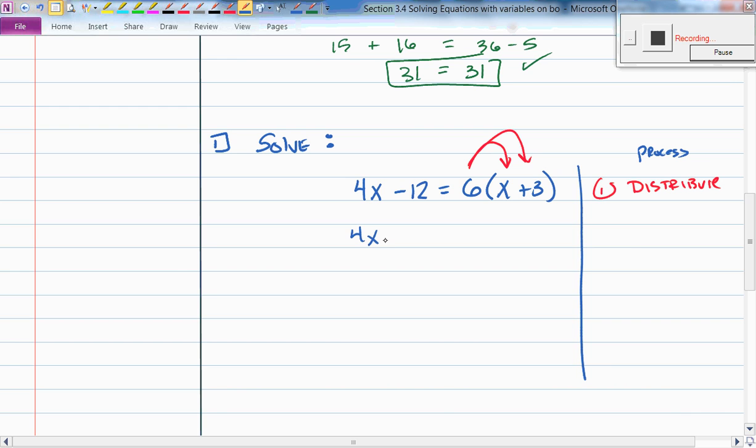Here we go. 4x minus 12 equals, what is 6 times x, everybody? Yeah, 6x. What is 6 times 3? Positive 18. Yes, I'm with you. Awesome. Now, notice we have variables on which sides? On both sides. So what's our next step? We have to choose. Which side do you guys want to pick?